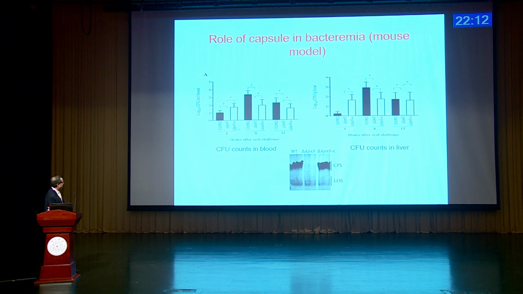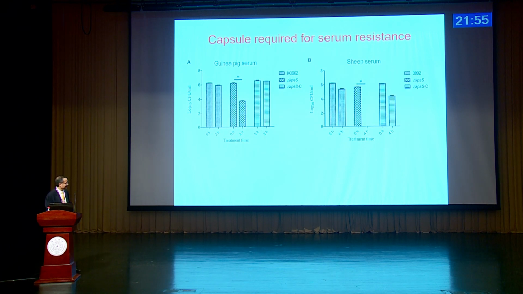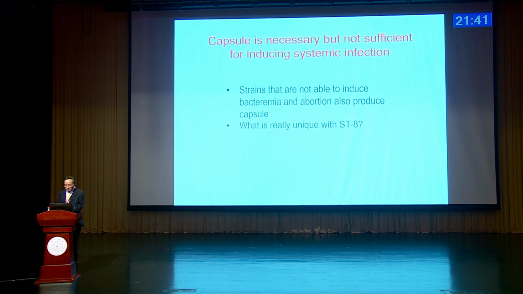And we tested the phenotype in the mouse model. You can tell definitely capsule makes a big difference in both the blood counts and the liver counts in terms of bacterial number. So capsules probably play a role in survival in the blood, and this is serum resistance again. A capsule mutant strain will not survive as well as the wild type and then the complement strain.